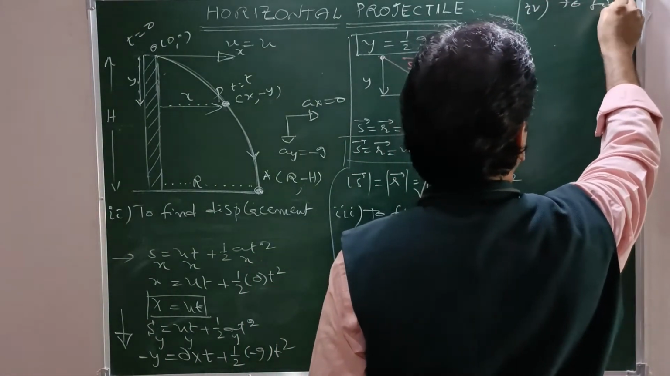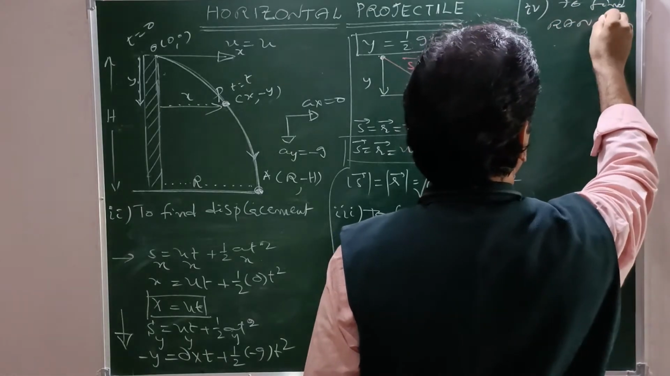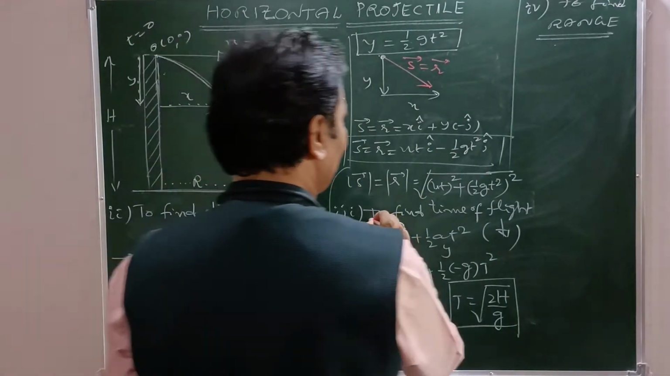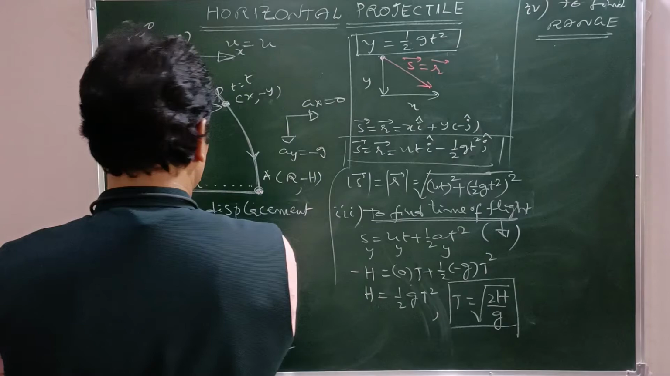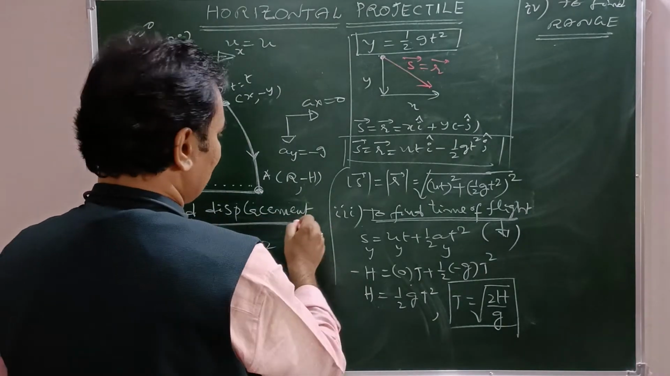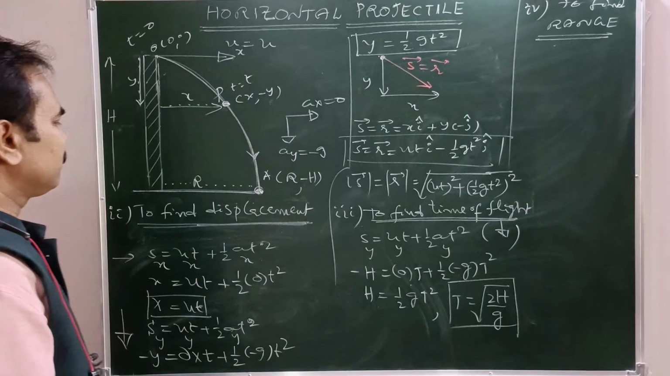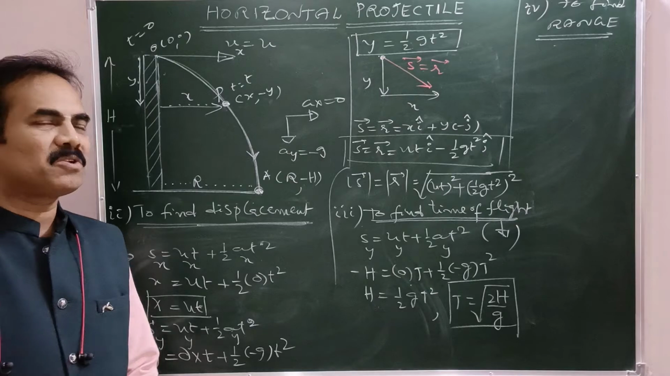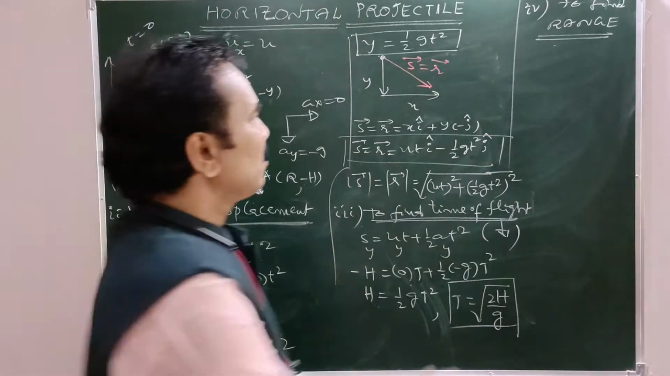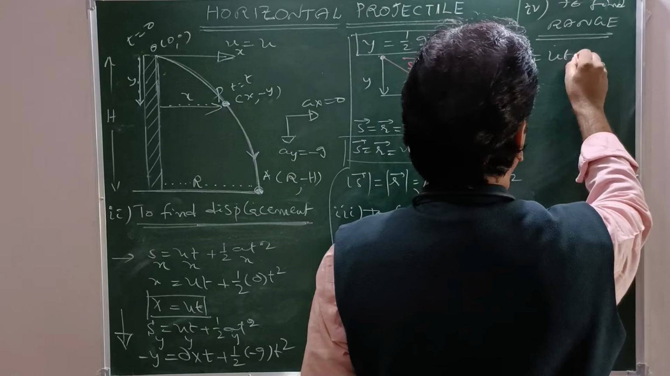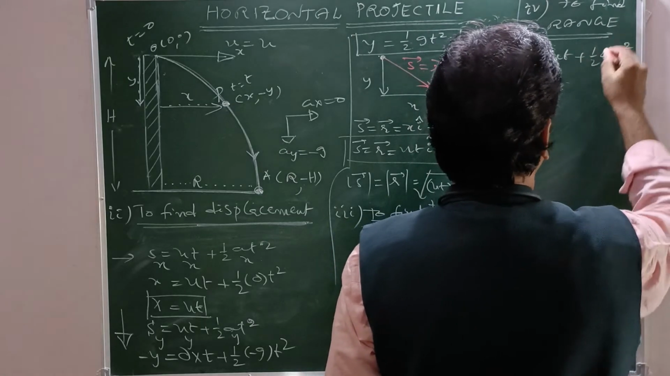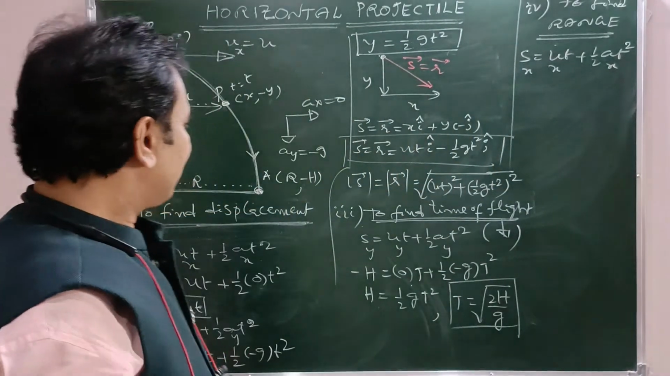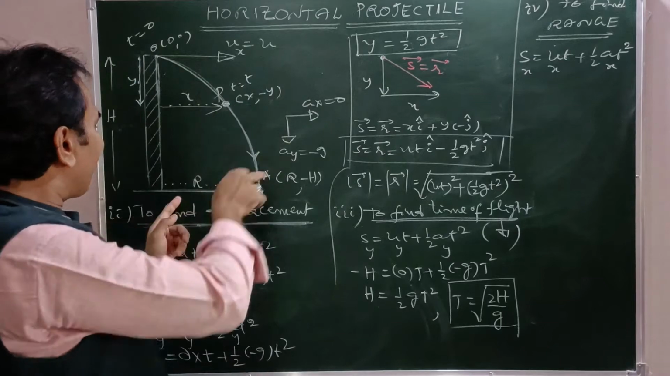To find horizontal range or range. Range in the sense basically horizontal distance covered in the entire flight. So we have to consider s equal to ut plus half a t square along the x-axis. So sx, ux, ax. So what is sx? Displacement covered along the x-axis in the entire flight, that is range.